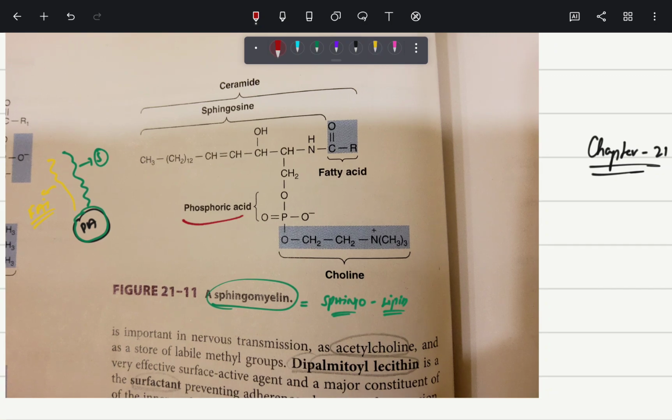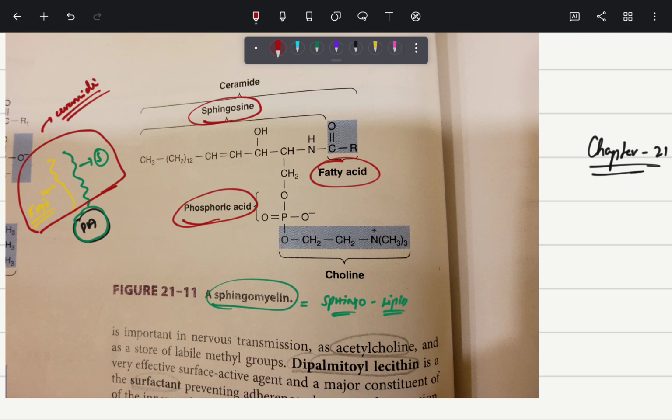As you can see here, this is the phosphoric acid. This phosphoric acid will eventually get esterified and it will get a sphingosine tail, and not only that, it will have one tail of fatty acid. As I already told you, sphingosine and fatty acid, they are combinedly called ceramide. As you can see here, sphingosine plus the fatty acid is called ceramide.